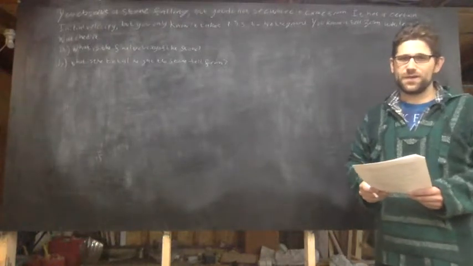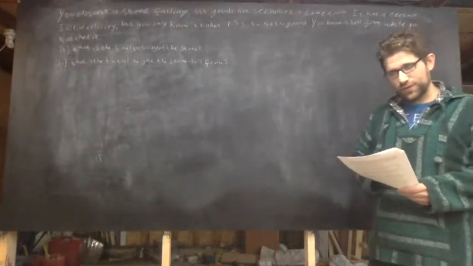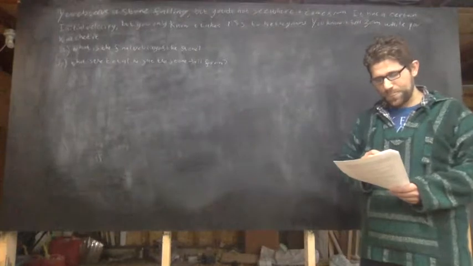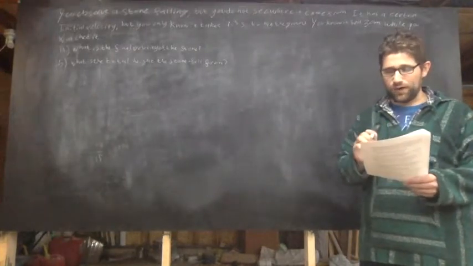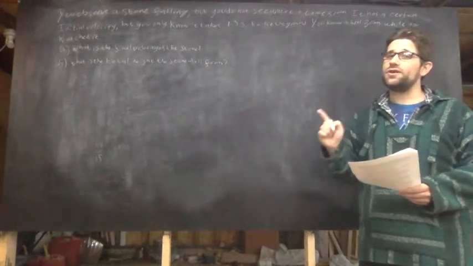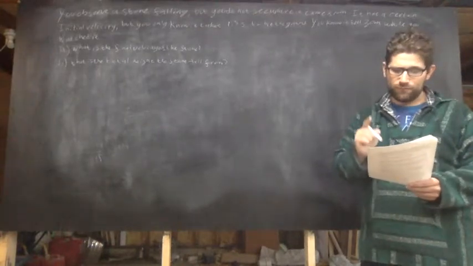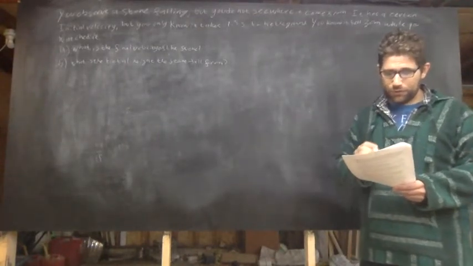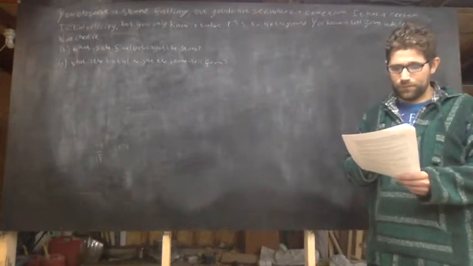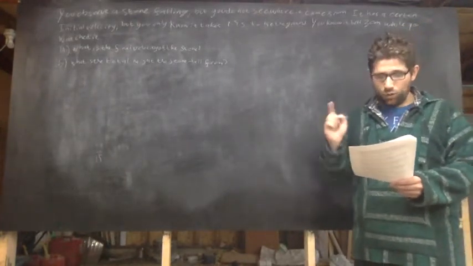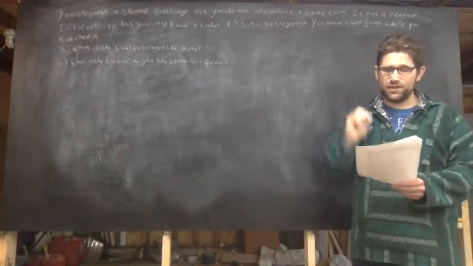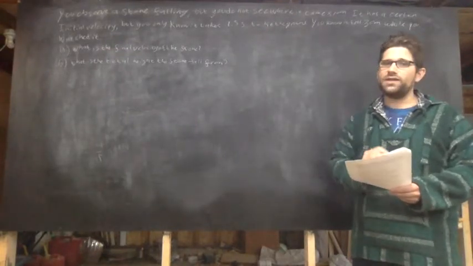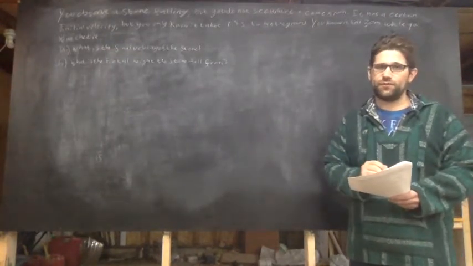Hey guys, our next problem is: you observe a stone falling, but you do not see where it fell from. It has a certain initial velocity, but you only know that it takes 1.5 seconds to hit the ground. You know it fell 30 meters while you watched it. I want to know A, what is the final velocity of the stone, and B, what is the total height that the stone fell from?